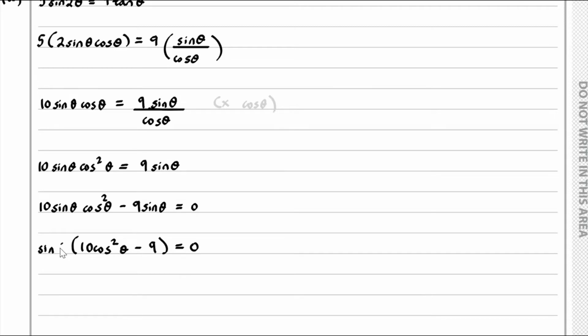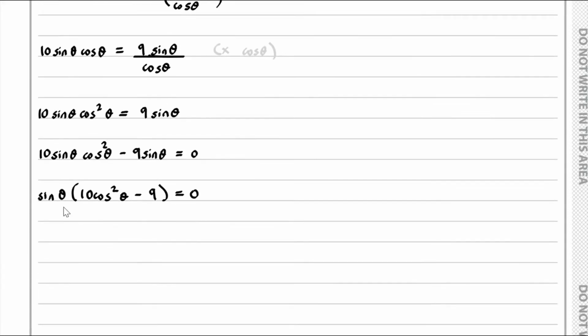Now, solving this, either the first bit is equal to 0 or the second bit is equal to 0. So what we see over here then is sine theta, that's equal to 0, or 10 cos squared theta minus 9, that's equal to 0. So sine theta equals 0, or we have cos theta equal to plus minus the square root of 9 over 10.